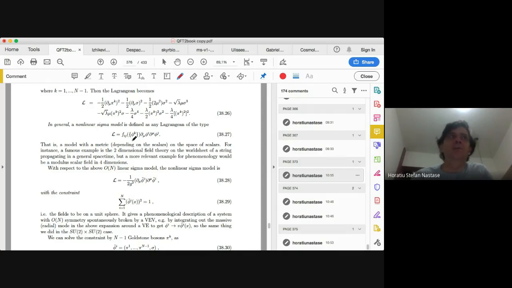The most famous example, at least for me, in 2 dimensions is the world sheet of a string propagating in a general space-time, where the phi's are coordinates in space-time of the string, and G_ij is the metric in space-time.